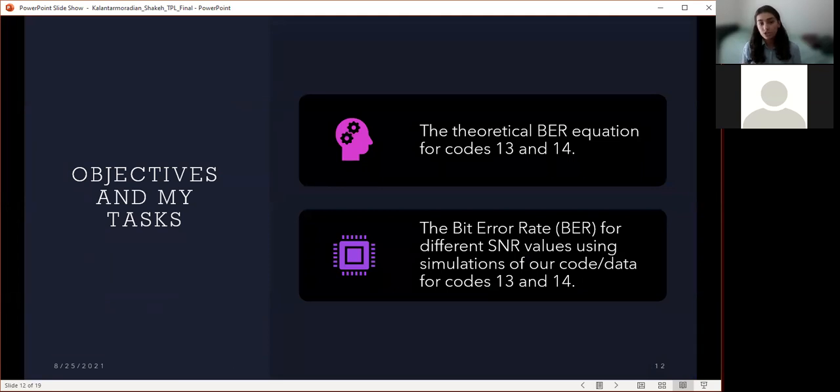Our tasks for this project are computing the bit error rate using two ways. The first one is running simulations using our code and the data we obtained. And the second one is using the theoretical equation that was available to us, and comparing the two with each other and also comparing codes 13 and 14.